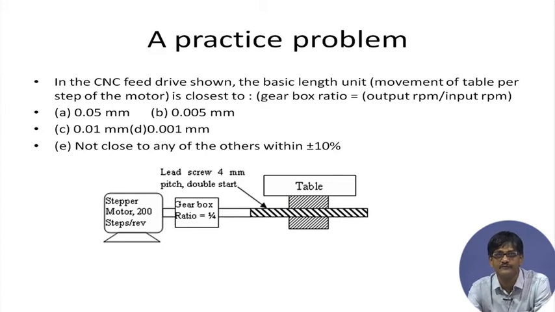So, what is given? If you notice, stepper motor 200 steps per revolution is given. Basic length unit is defined and given here, movement of table per step of the motor, 200 steps making up 360 degrees of movement, and gearbox ratio, which is always output RPM by input RPM, that is also given 1/4. Lead screw pitch is given 4 millimeters, double start, mind you, double start. We have been discussing about double start, single start, multiple start. So, here is an actual application. So, let us calculate this and find it out.